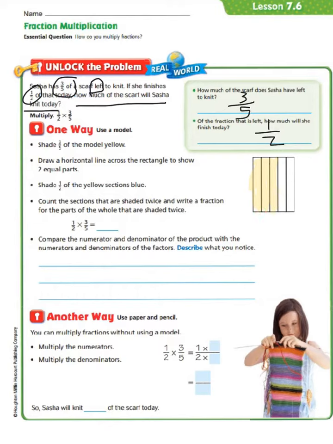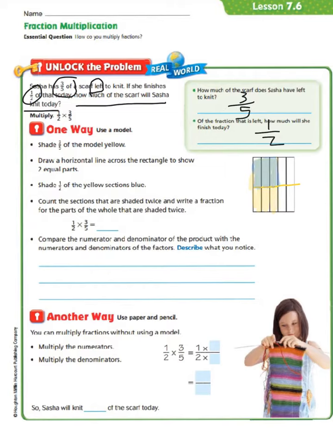So if you notice, we now have 1, 2, 3 of our 1, 2, 3, 4, 5 pieces that are shaded yellow. So the next one says to draw a horizontal line across the rectangle to show 2 equal parts. Well, we know horizontal runs this way, so we're going to draw a horizontal line to divide it in half this way. Now the next one says to shade 1/2 of the yellow sections blue. So since we have it divided into 1/2 there and 1/2 here, we have to shade this half of the yellow sections blue. So let's go ahead and do that.